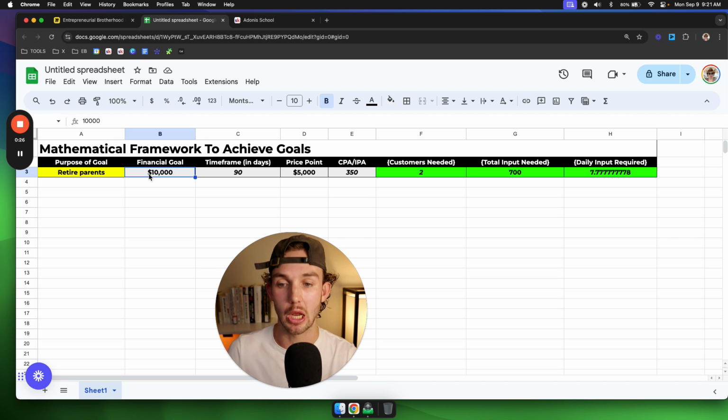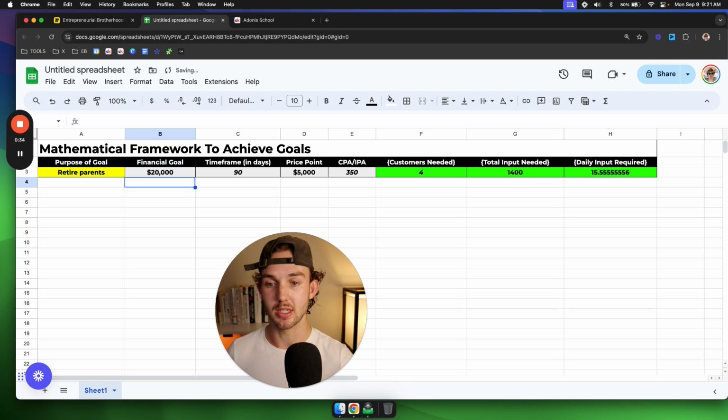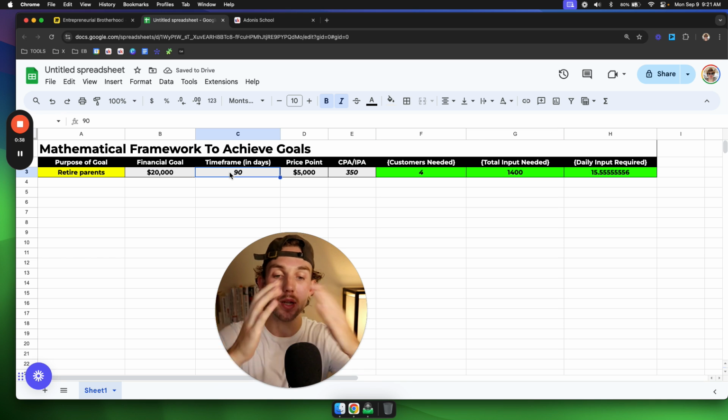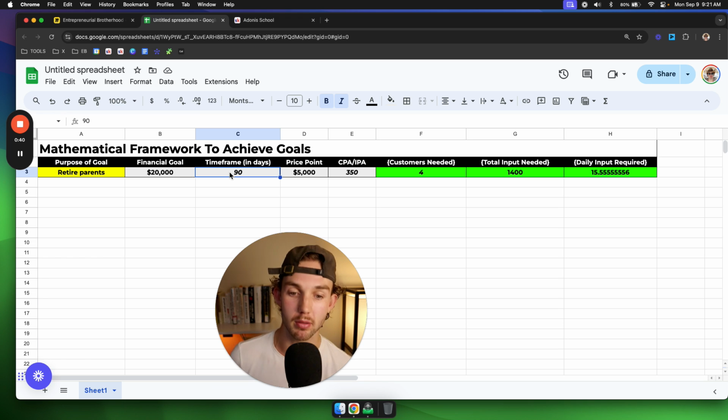which is the next thing, the financial goal. What is the financial goal that you want to achieve? You're going to insert that here. So for example, in our scenario, let's say $20,000 is the amount of money that I want to make. Okay. Now the next thing you have to put in is the time frame. Because you could say I want to make 20 grand, but in 20 years, in 20 days, in 20 minutes, there's a huge distinctive difference. So what is the time frame in which you want to achieve this goal?